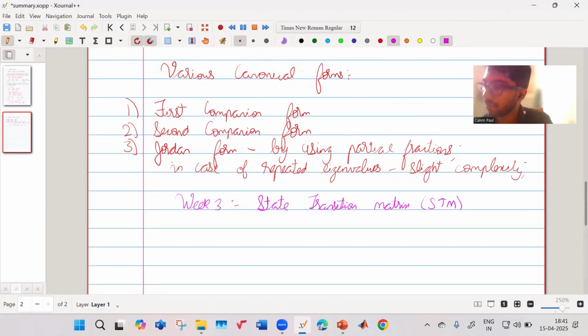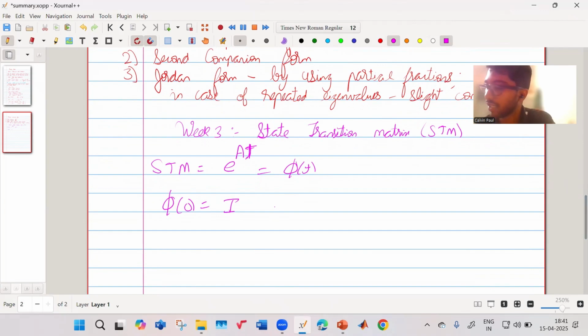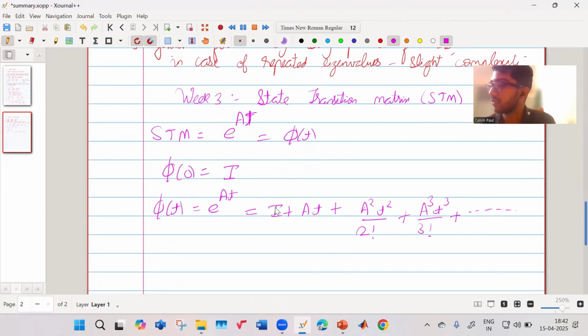STM. The state transition matrix for a linear time invariant system is given by e raised to A t. This has various properties, and it is represented as phi of t. Phi of 0 is actually an identity matrix. If we need to find phi of t, this is e to the power At, which is equal to I plus At plus A squared t squared upon 2 factorial plus A cubed t cubed upon 3 factorial plus and so on. This is the phi of t.